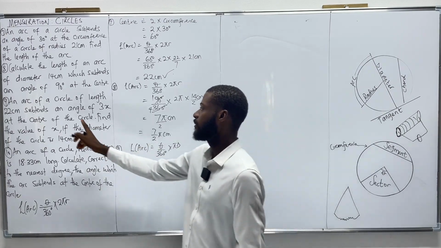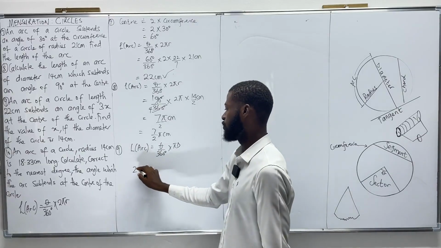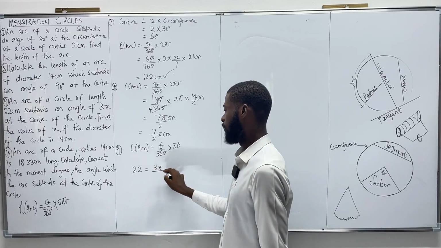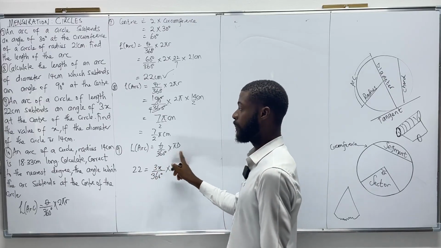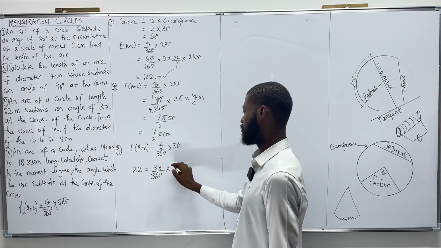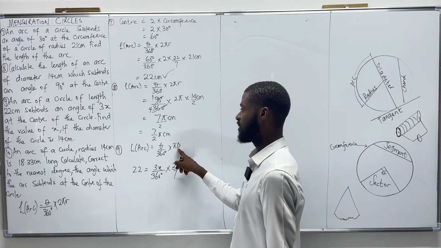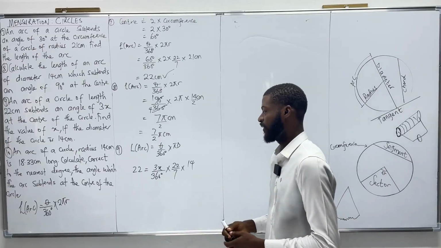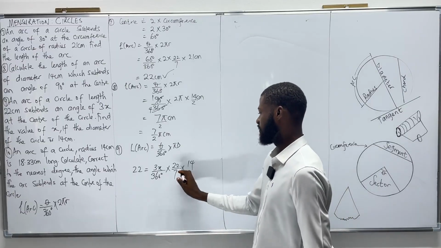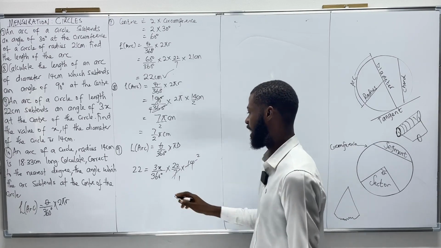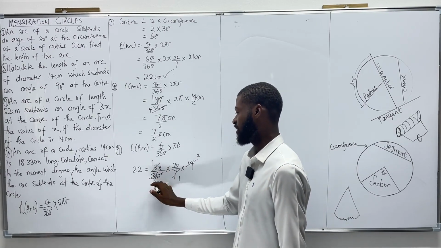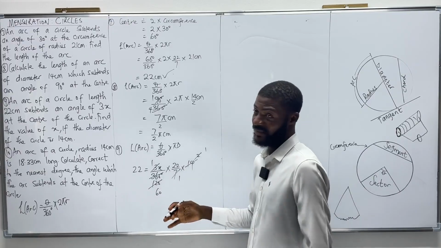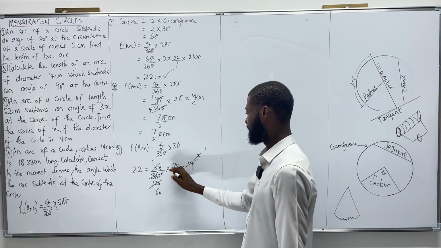So the length of the arc is 22. So 22 is equal to, what is theta? The angle is 3x over 360 times pi d. So in this case, this will be 22/7 times diameter, which is 14. It's a very nice one. In this case, I'm going to cancel out. So 7 here is 1, 7 here is 2. 3 here is 1, and 3 into 360 is 120. That's beautiful. 2 here is 1, 2 into this is 60. That's so nice.